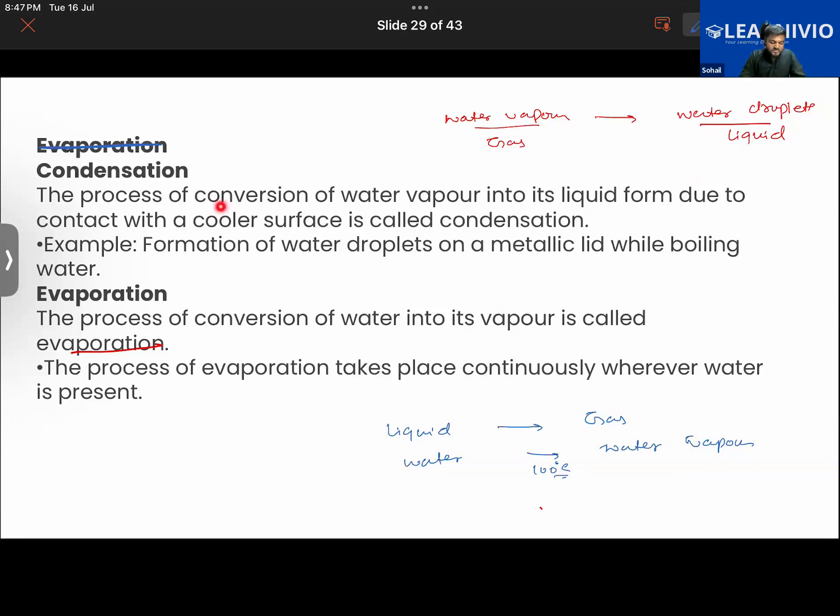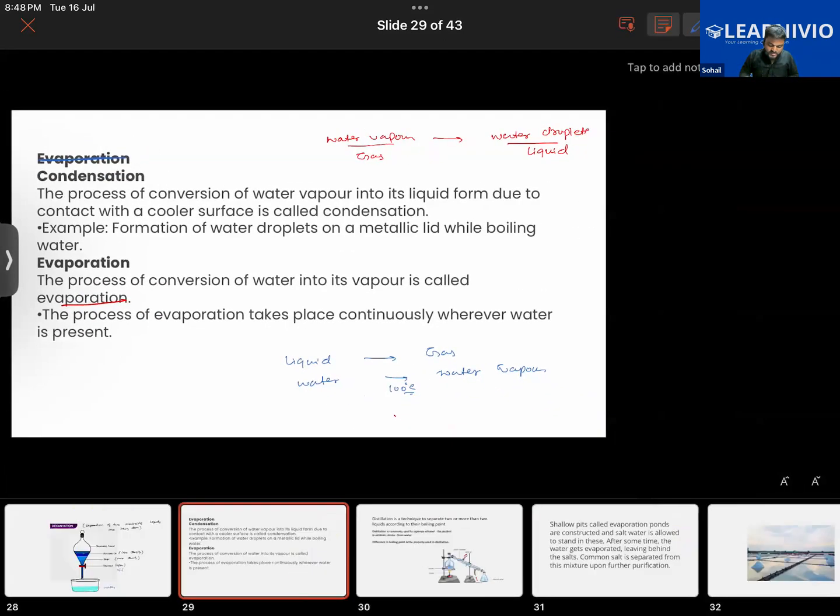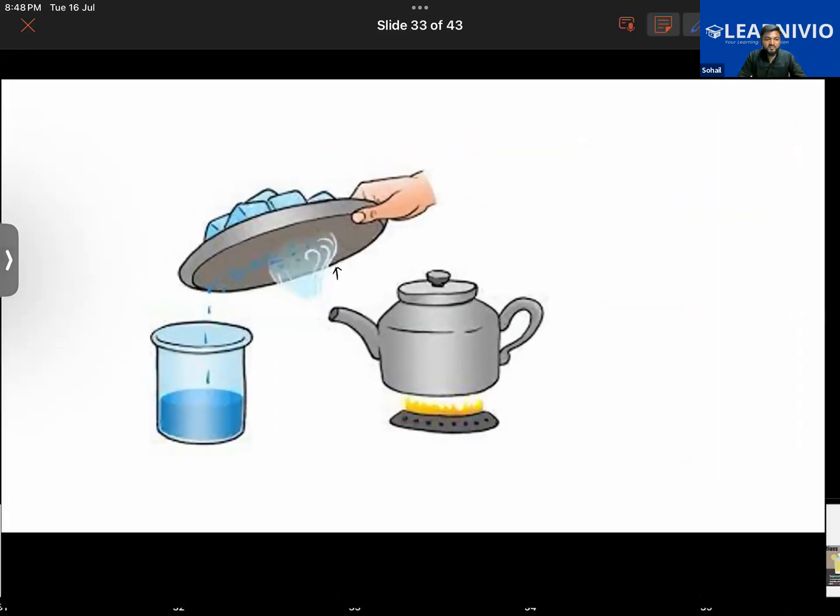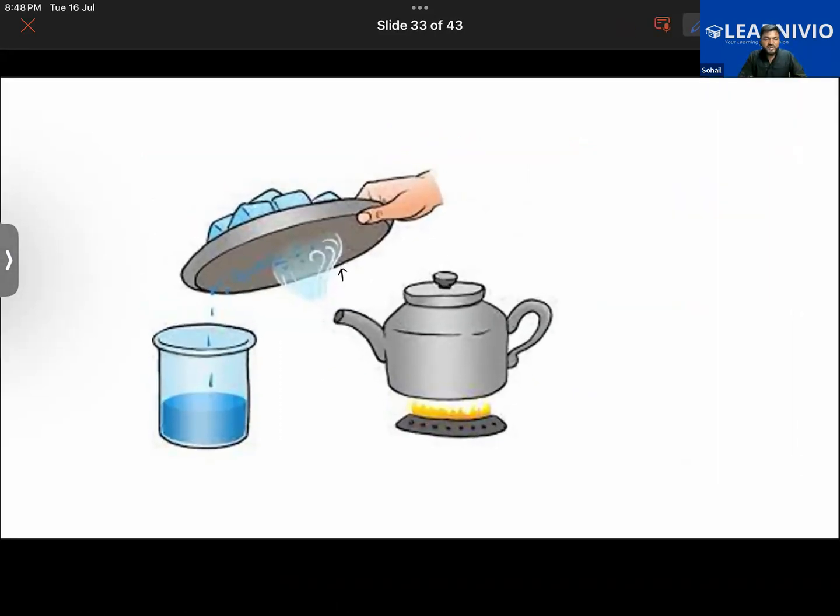So condensation is the process of conversion of water vapor into its liquid state due to coming in contact with a cooler surface, or if the temperature in the surrounding drops. As you can see in this image over here, it gives a very good description of both evaporation and condensation happening at the same place. Here the water vapor is rising as this water is being boiled. Getting it, guys?